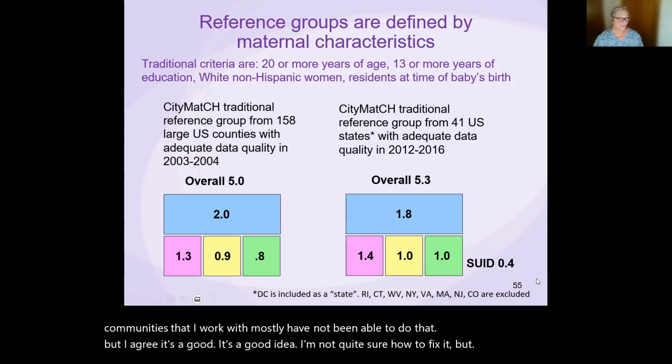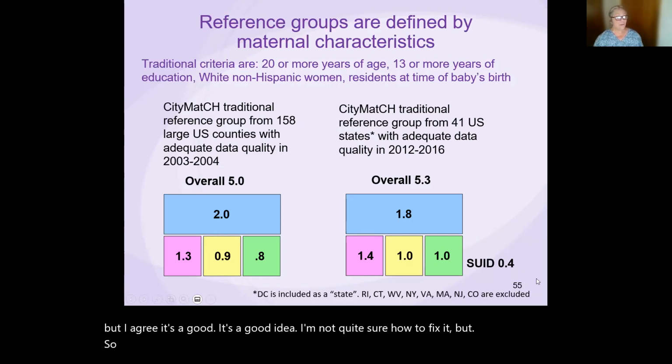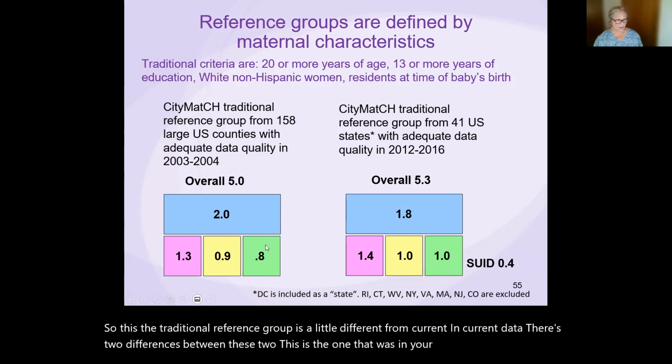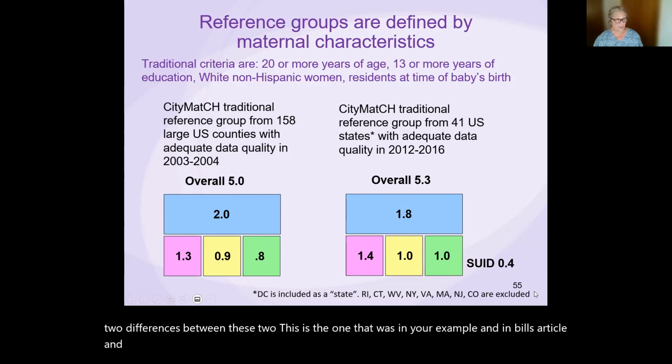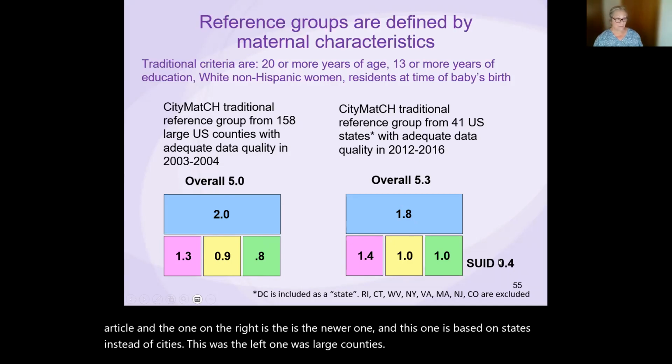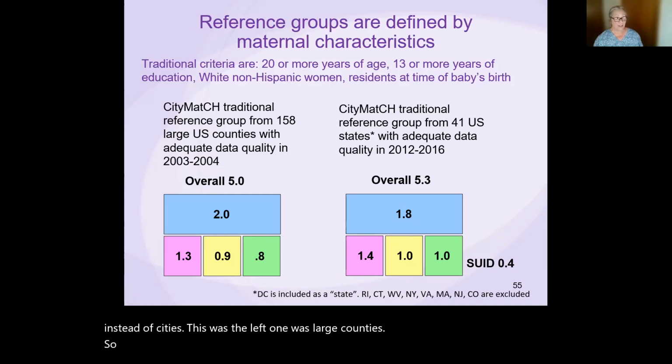So the traditional reference group is a little different. In current data, there are two differences between these two. This is the one that was in your example and in Bill's article. The one on the right is the newer one, and it is based on states instead of cities. The left one was large counties, so it leaves out rural areas. The one on the right includes rural areas, and that accounts for some of the difference between these.